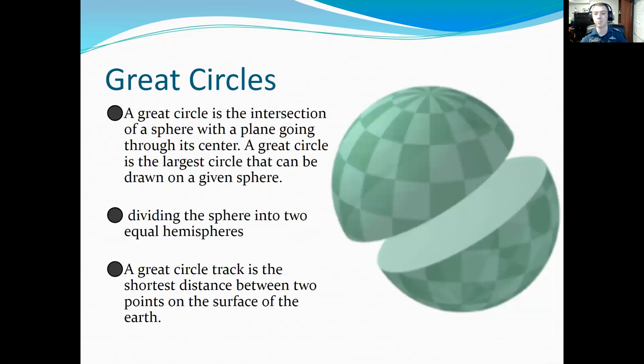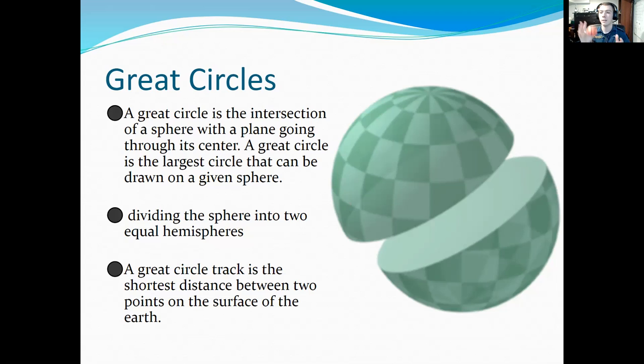Great circles. I mentioned this briefly before. A great circle is any circle around the globe that intersects the sphere with a plane going right through its center. Essentially, it's just like the equator. The equator is found at the largest point on the Earth.